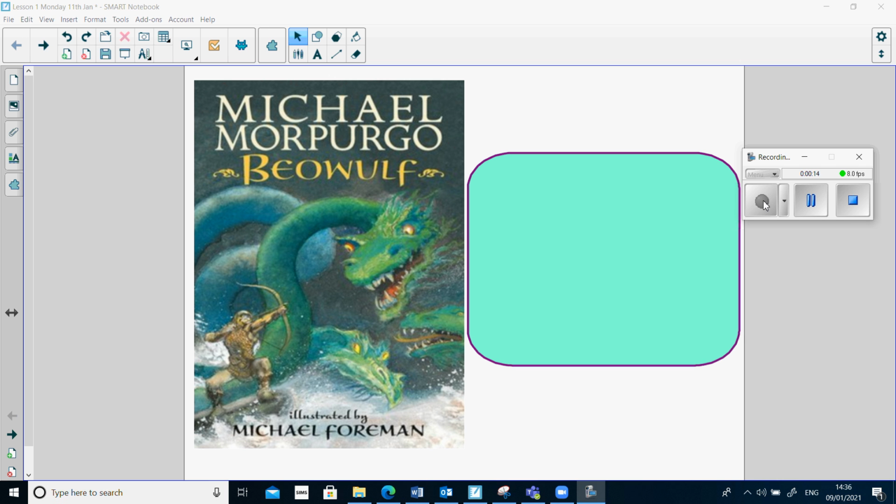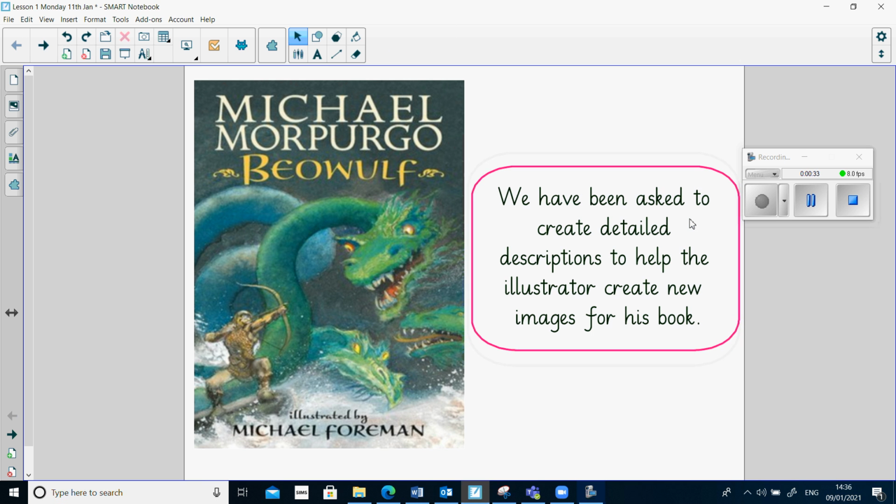Now, I am so excited because our task this week is linked to our story, Beowulf, that we've been listening to in our whole class reader. And it's something the illustrator, Michael Foreman, has asked us to do. So, almost a drum roll, can we have a drum roll? And stop. We've been asked to create detailed descriptions to help the illustrator create new images for his book.